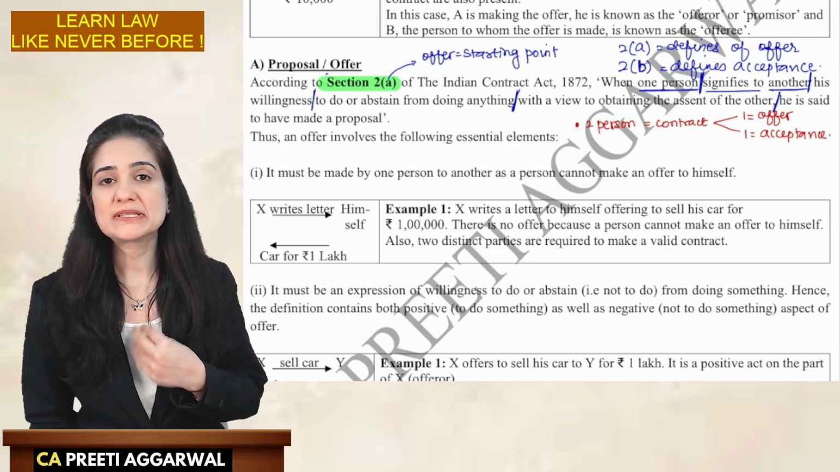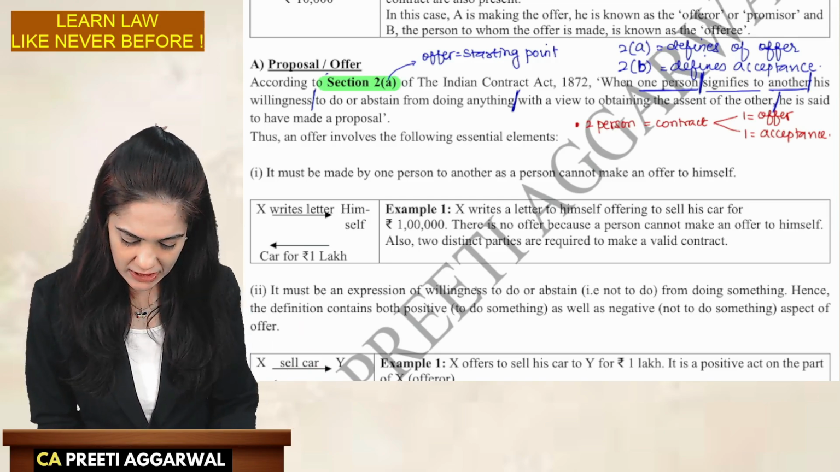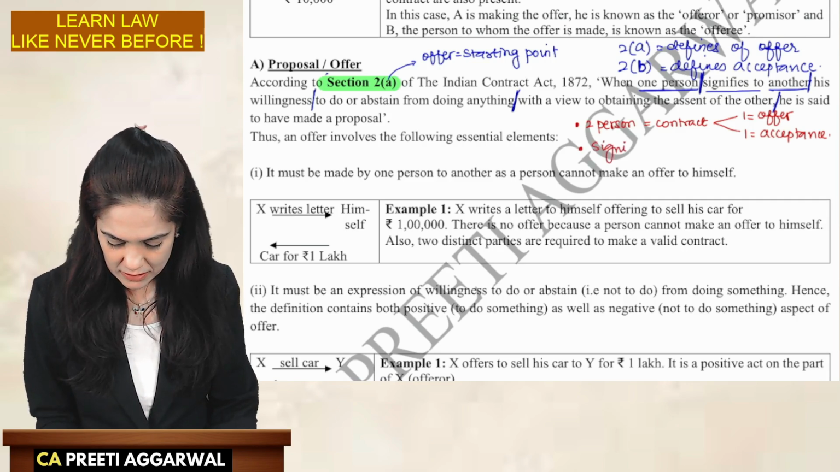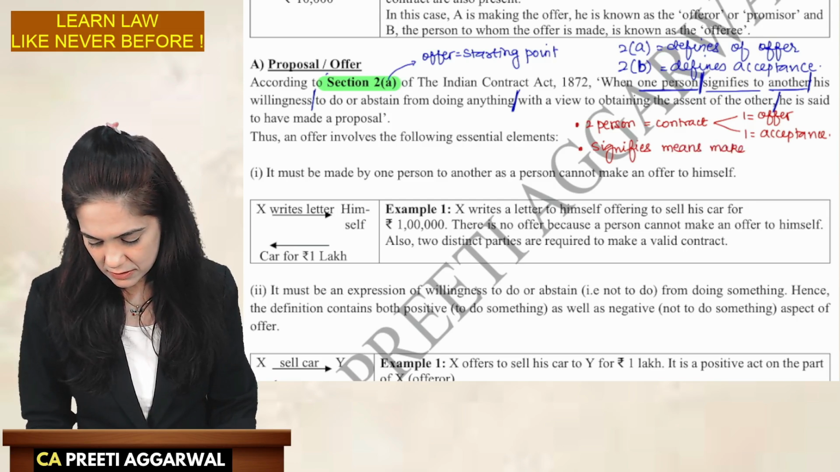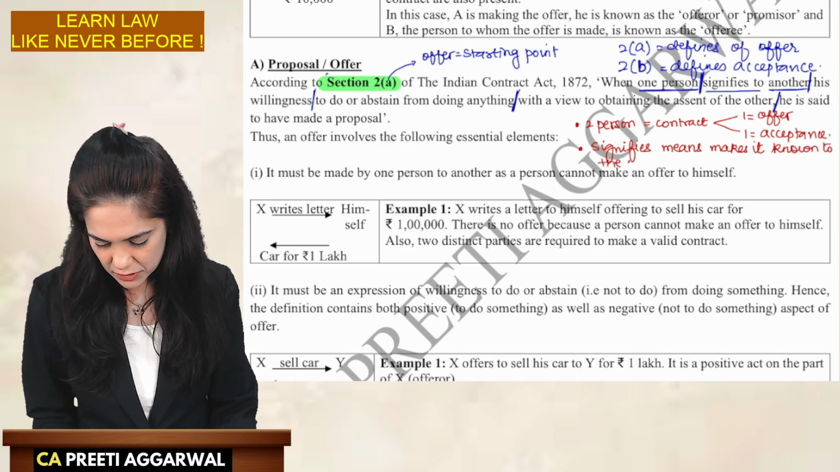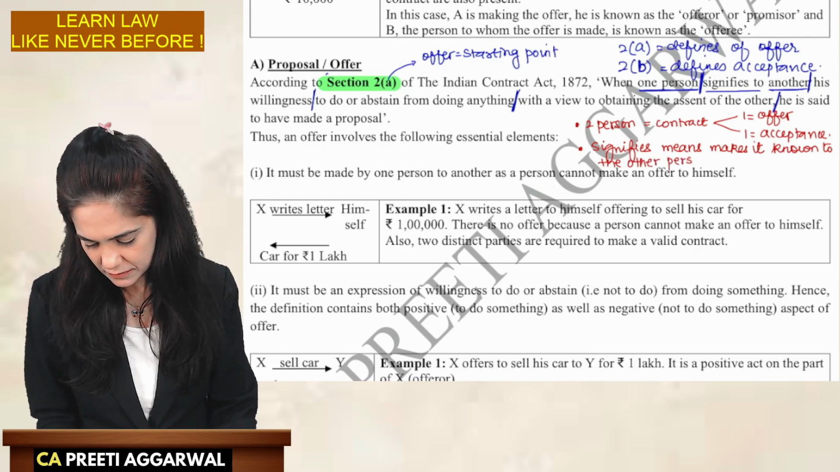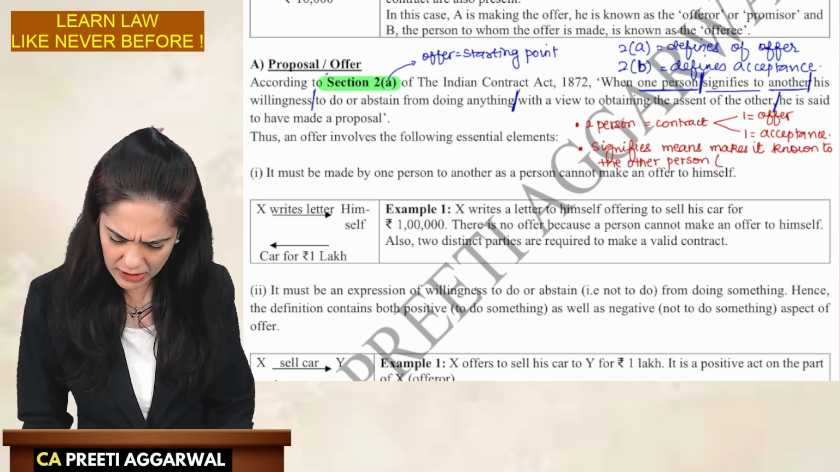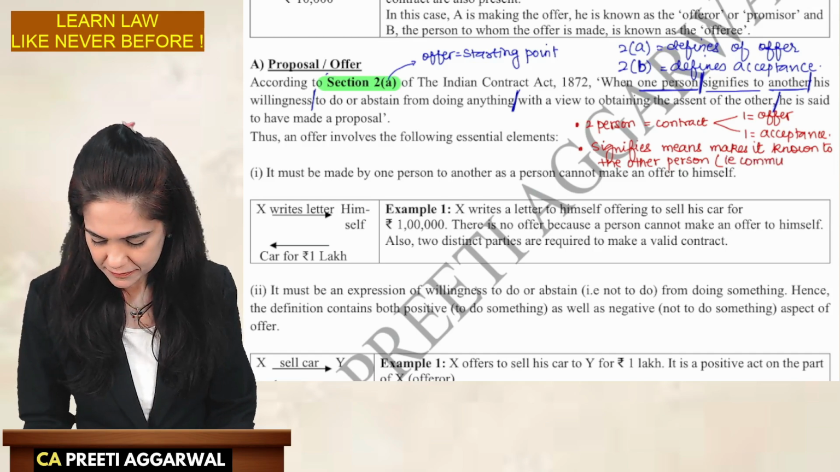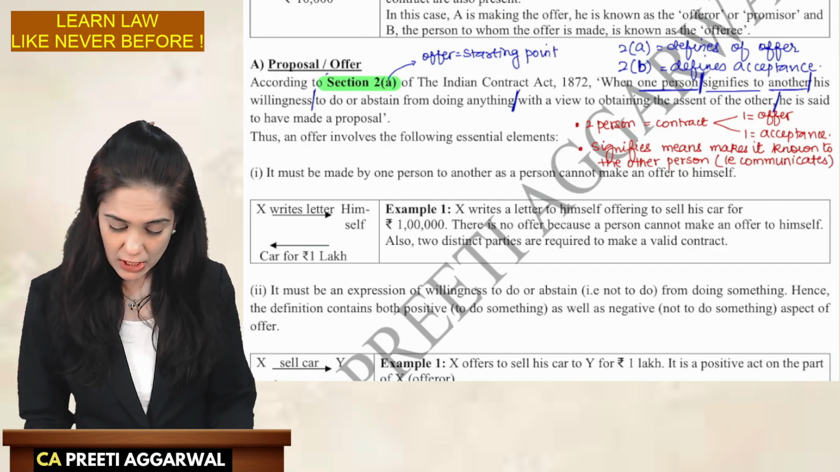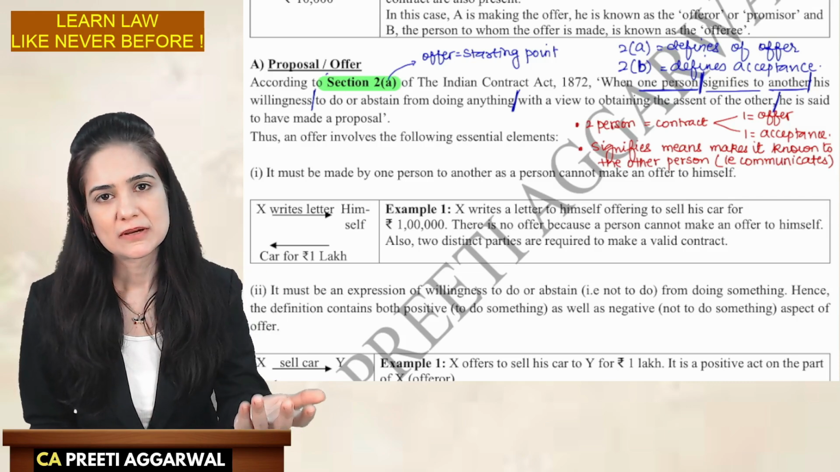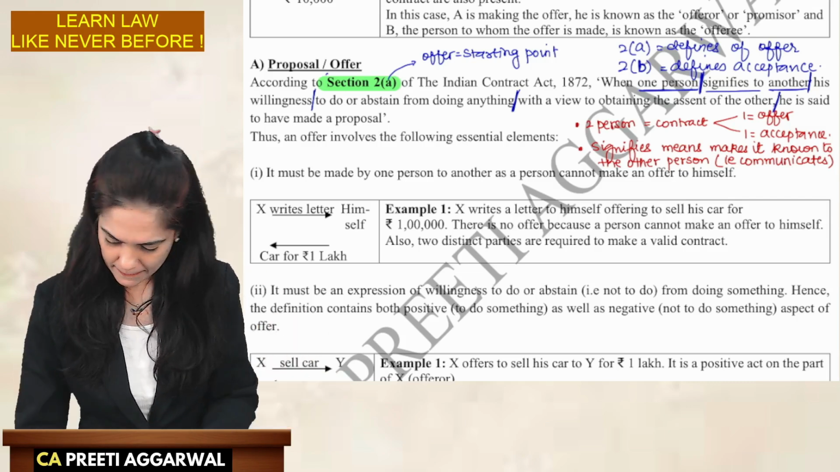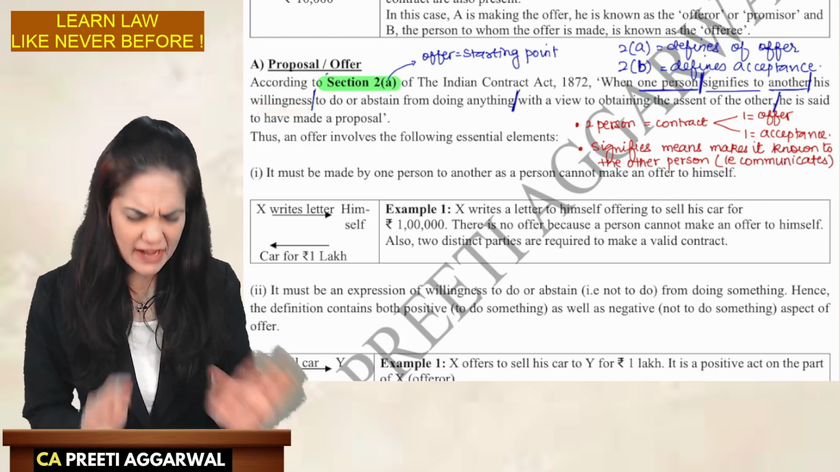When one person signifies to another, what is the meaning of the word signify? Signifies means makes it known to the other person, or in other words, communicates. So when one person communicates to the other person, makes it known to the other person, what is he making it known? His willingness. Final willingness.